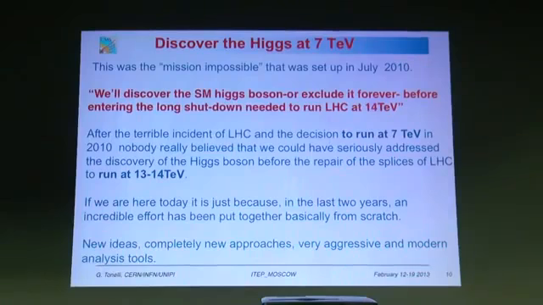Anyway, since we were a bit crazy, we decided to really set this as a major goal. At the end of 2010, we set up this mission impossible: we discover the standard model Higgs boson, or exclude it forever, before entering the long shutdown needed to run the LHC at 14 TeV. No matter that we were at 7 TeV, we'll do it. And this was the crazy plan.